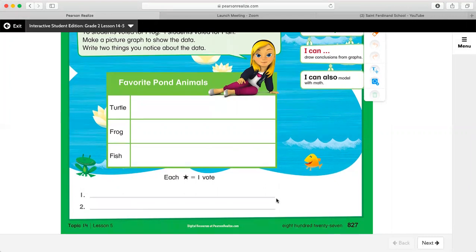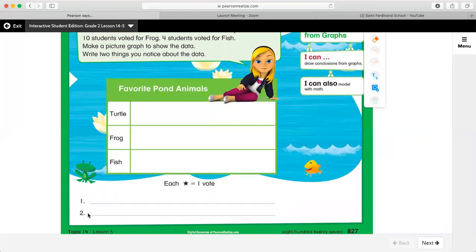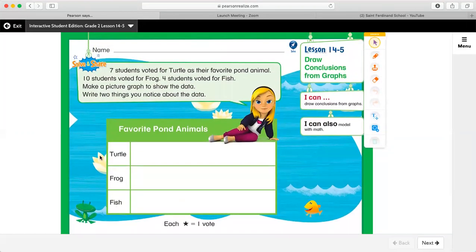So I would like you to pause this video right now. You're going to use stars to count for 1 vote. Please pause this video and fill in your graph. And I'd like you to write down 2 things that you notice about the graph.